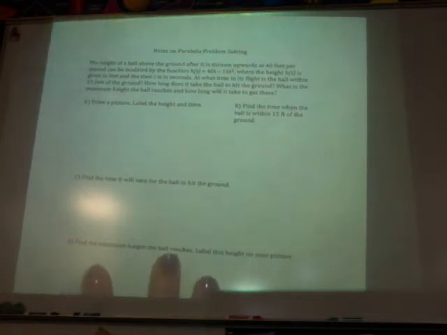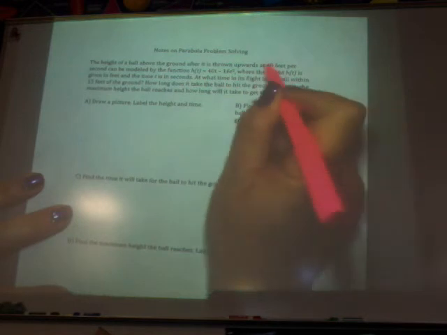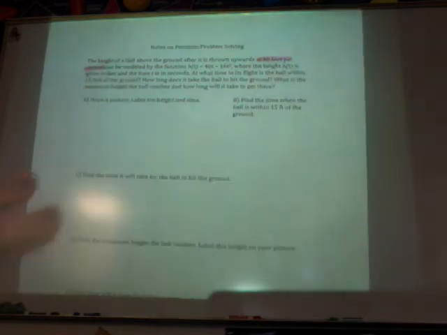All right, so look at this. You've got the height of a ball above the ground after it is thrown upwards at 40 feet per second. So that's the force that is applied. That's the velocity that that ball is initially going. Now, if the ball is initially going 40 feet per second, is it always going 40 feet per second? No. It's going to speed up and then slow down because gravity's going to slow it down, won't it? Right? Okay.